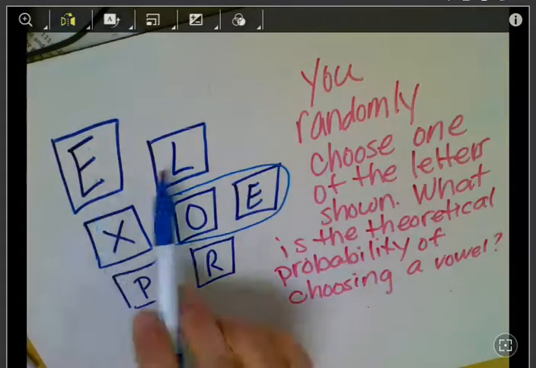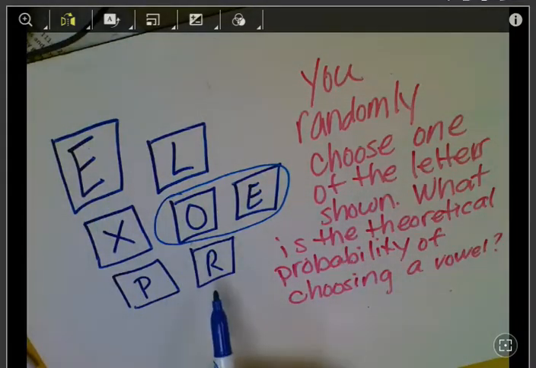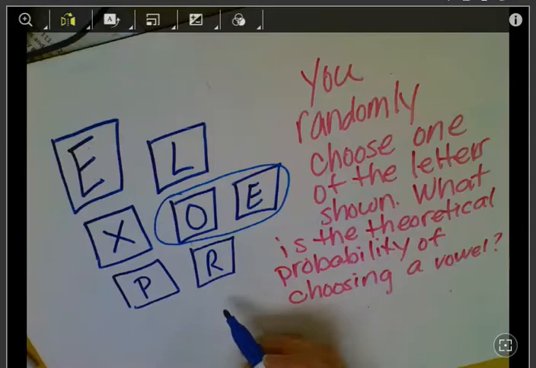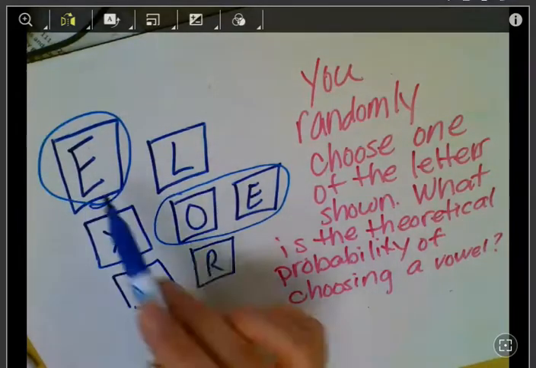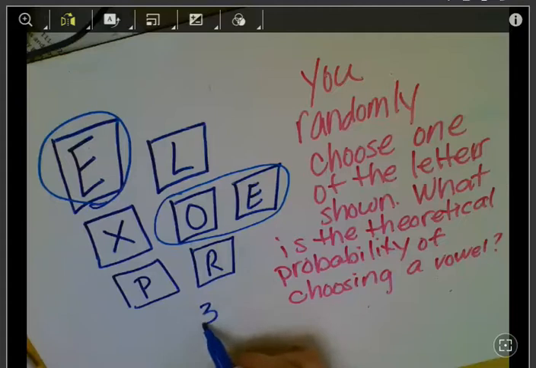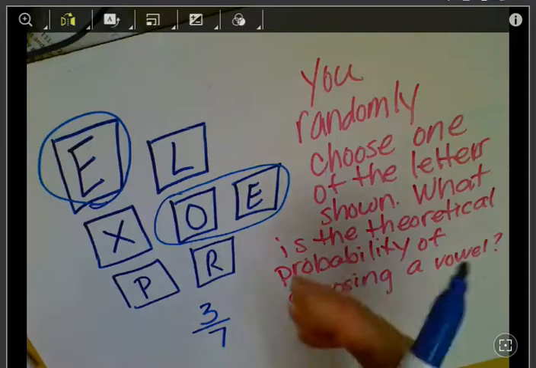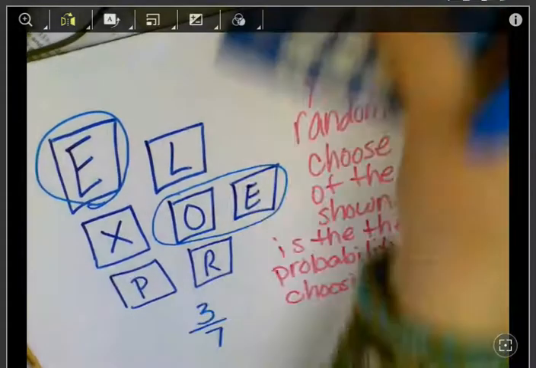And there's a total of 1, 2, 3, 4, 5, 6, 7 possible. Oh, I'm sorry, I have an E up here as well. E, O, and E. So there's 3 possible blocks out of a total of 7. So my theoretical probability is 3 out of 7. I told you, you could also do it as a decimal or fraction.